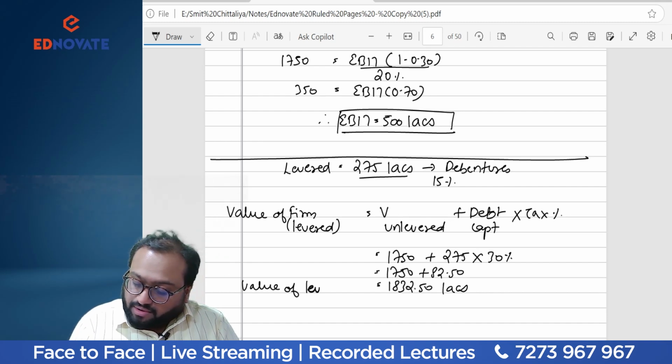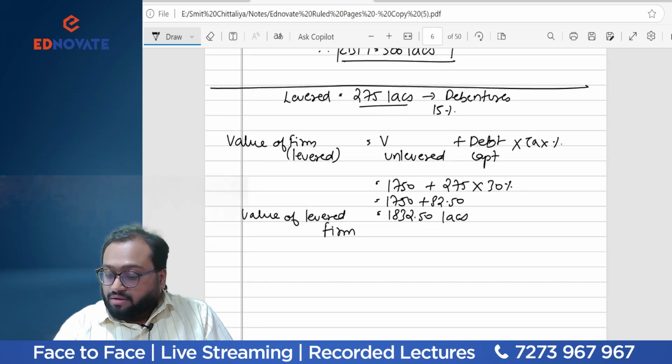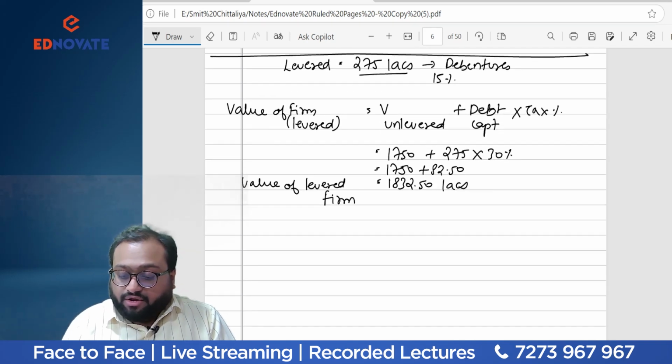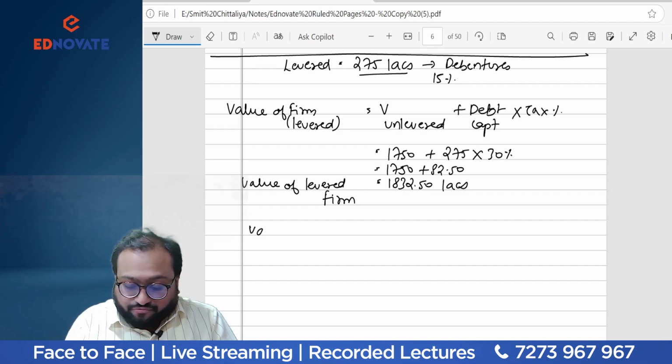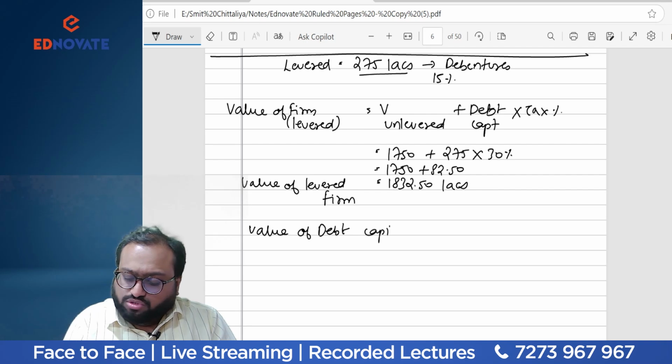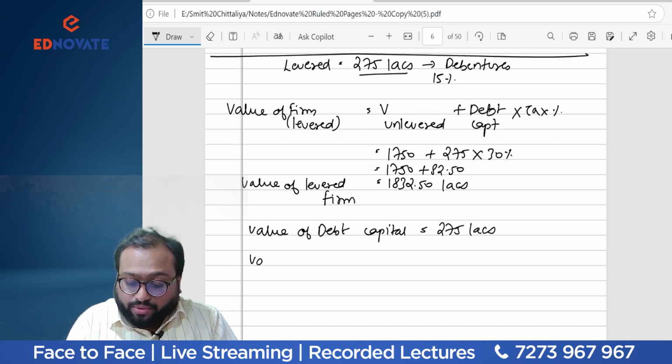Value of levered firm. Do you all agree, boys and girls? Now, one more thing we need to find out. If the value of levered firm is 1832.50, value of debt we know. What is the value of debt capital? Of course, it is going to be 275 lakhs. So I can find out one more thing, that is value of equity.